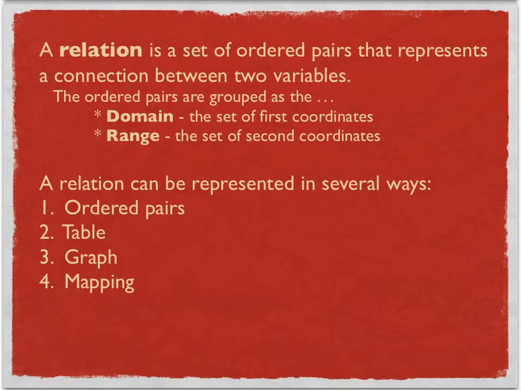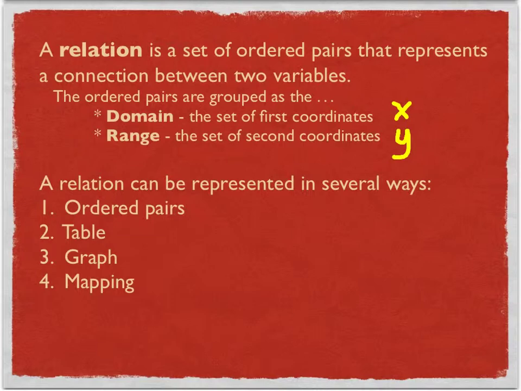You've probably heard of those words before. Domain is your set of first coordinates. Almost always your domain is your x's. And the range, the set of second coordinates, almost always it's y. But it wouldn't have to be. It could be m and n, or p and q, or a and b. So domain is first, range is second.